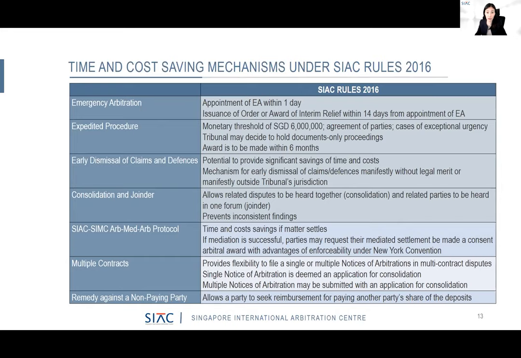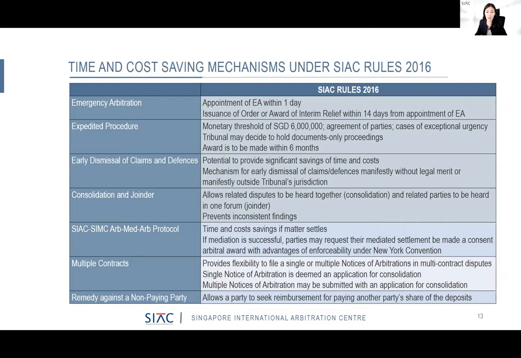We also have multi-contract, consolidation and joinder provisions, which all serve to save time and cost by streamlining the process. So under our multi-contract provisions, a claimant only needs to file a single notice of arbitration for disputes arising out of multiple contracts. And in this scenario, the claimant would be deemed to have commenced multiple arbitrations, one for each arbitration agreement. And the notice of arbitration would be treated as an application for consolidation. Alternatively, a claimant can also file multiple notices of arbitration and concurrently submit an application to consolidate.